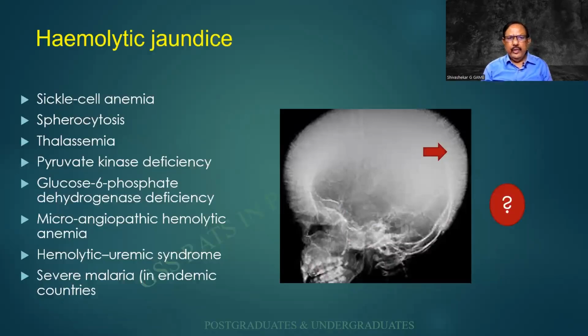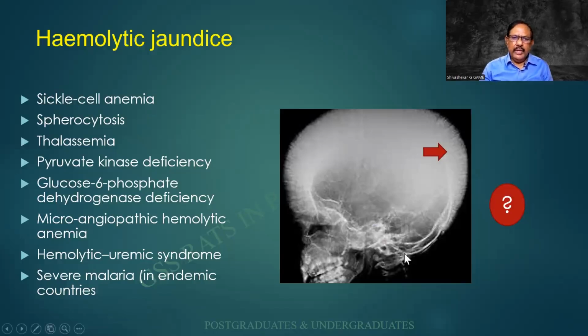The hemolytic jaundice, which we had seen earlier. There are again a number of conditions over here, any form of hemolytic anemia. It can be intrinsic to the RBCs, it can be extrinsic, it can be membrane or hemoglobin dependent, etc. These can lead to jaundice.